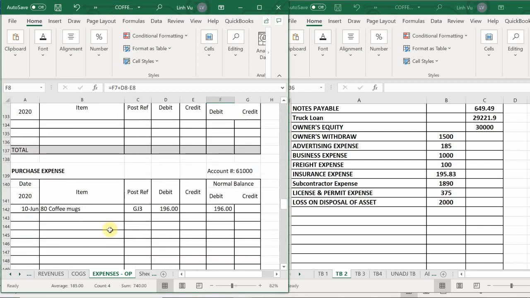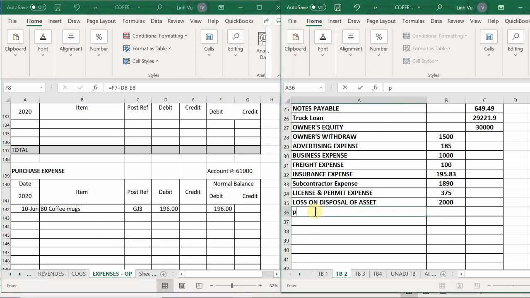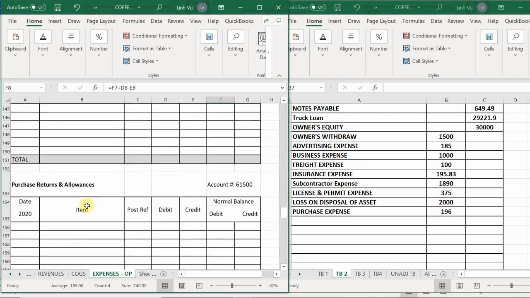Okay. Purchase expense. Yes, we finally bought our first purchase expense for the coffee mugs. So purchase expense, which was a total of $196. Okay. Let's see what's next after that.